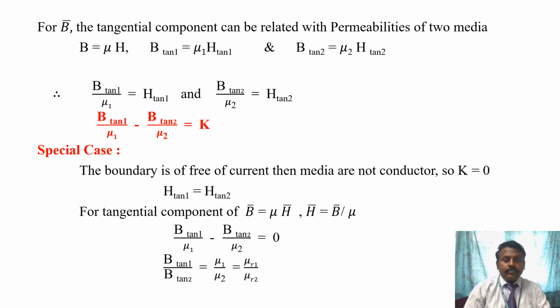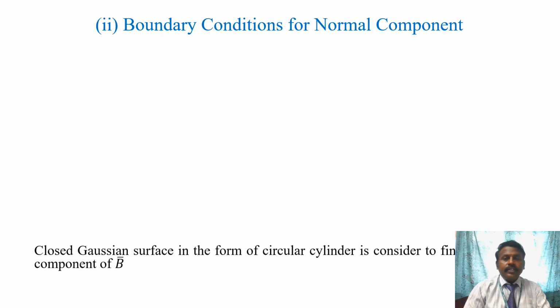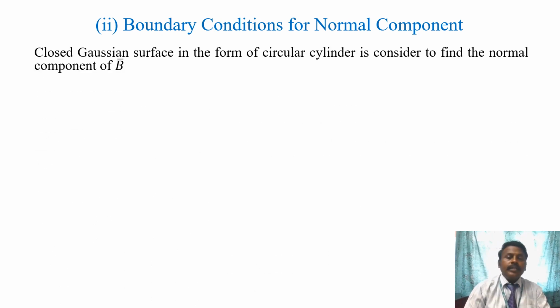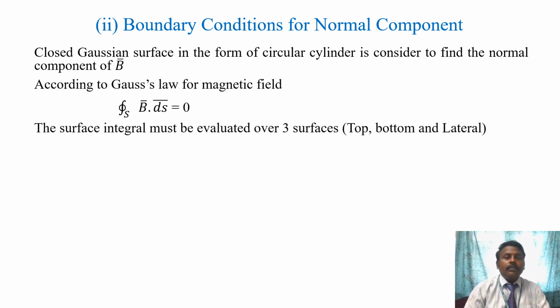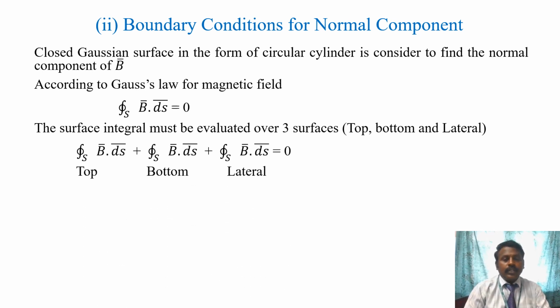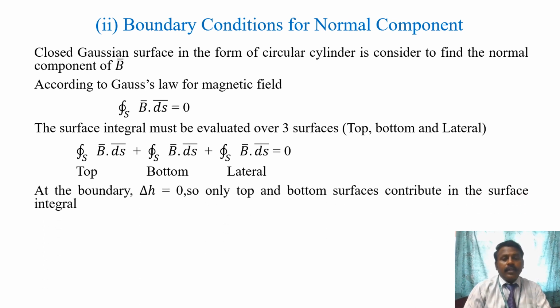Then the boundary condition for the normal component. The previous one was the parallel component; here we talk about the perpendicular, that is the normal component. For the normal component we use Gauss law: the surface integral of B dot dS equal to 0. This Gauss law is expanded based on the surface. In the Gaussian surface we have three parts: top, bottom and lateral, and according to that we rewrite this Gauss law.